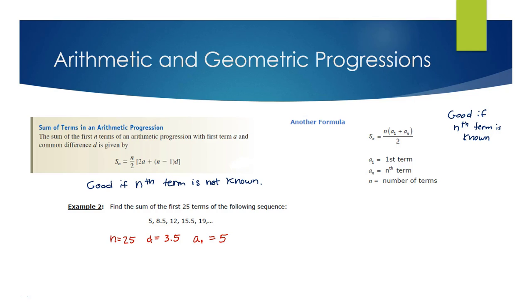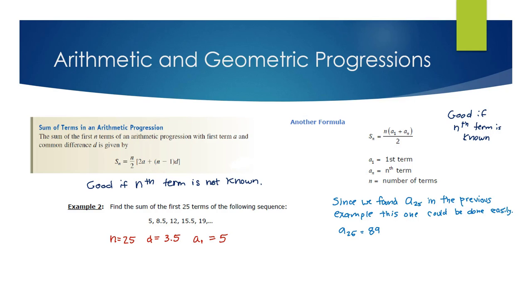Now, if this is the only problem I was given, and we didn't do the previous example, then I would probably go with this first formula, because I don't know what the last term of the sequence is, and I had to calculate it. It just so happens, though, in example 1, we did calculate what a of 25 is. And we know that's 89 based off of the last thing we did. So with these circumstances, it's actually easier to use the second formula.